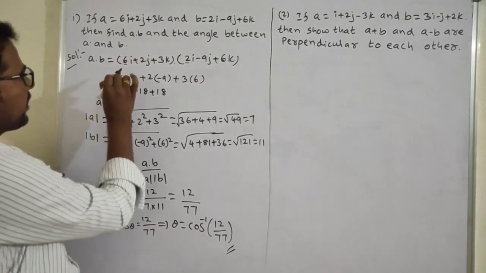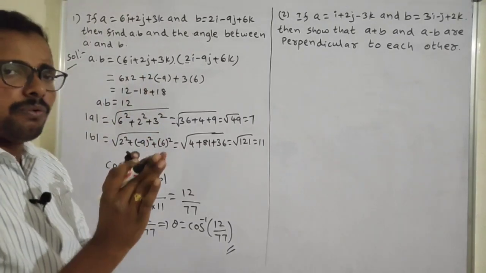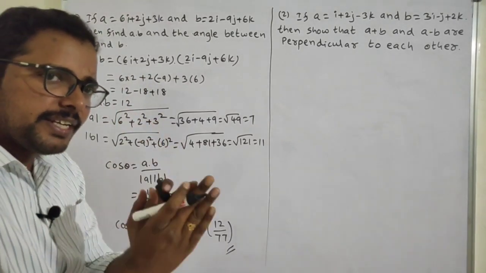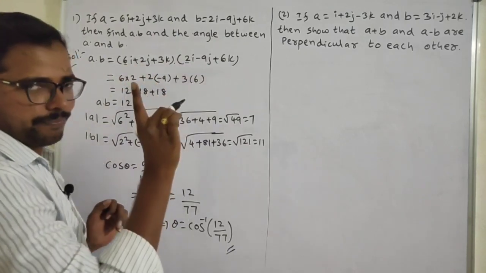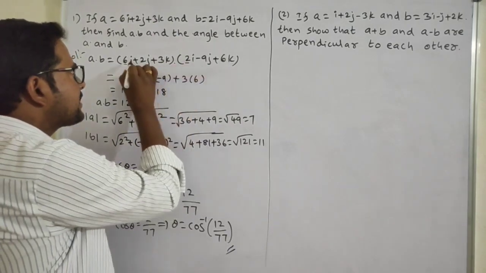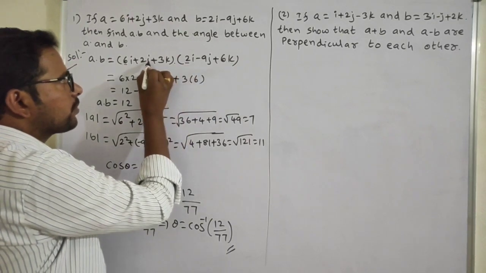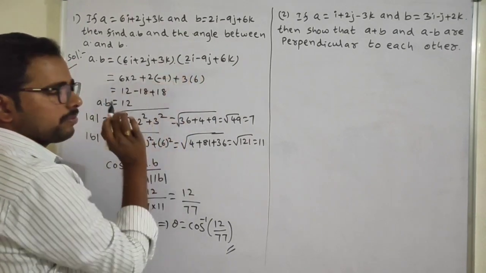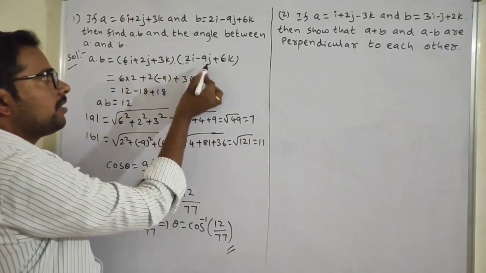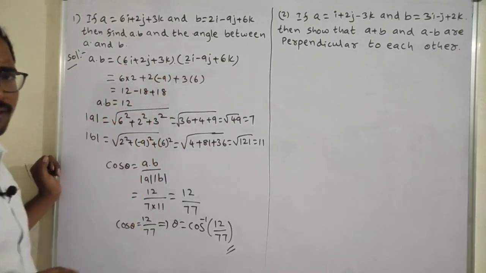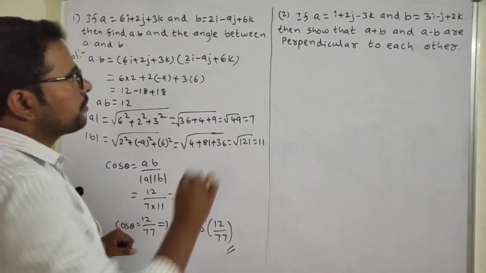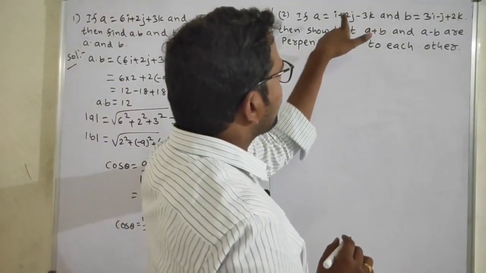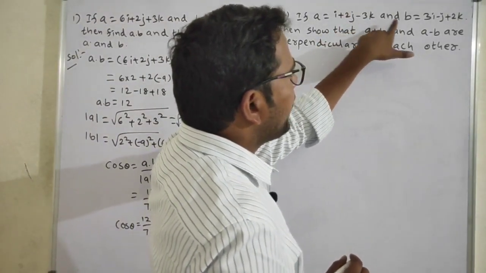A dot B, be a little careful and check. We have to multiply only the I coefficient into the I coefficient because I dot I is equal to 1. Only I dot I gives 1. The remaining, I dot J, gives 0. I dot K is 0. Next, J dot I is 0. J dot J value is 1. Okay, that is the condition.